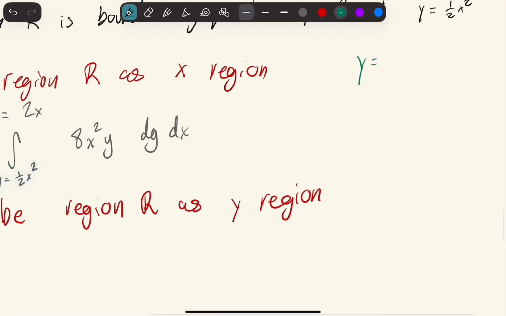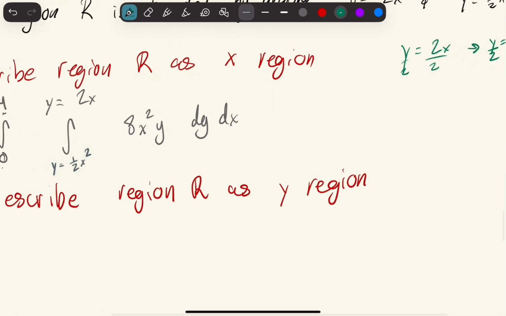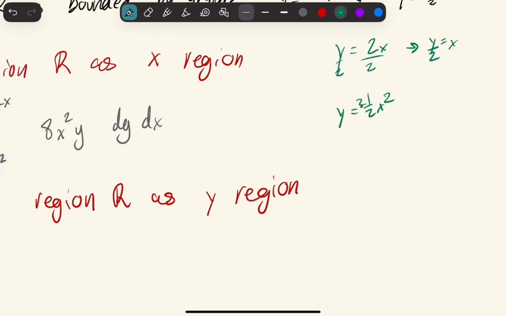So with y equal to 2x, we just divide by 2. Boom, y over 2 equals x. And then in this case, we have y equals 1/2 x squared. We're going to just multiply that by 2, which is going to equal 2y equals x squared. Take the square root, boom, you get the square root of 2y equals x.